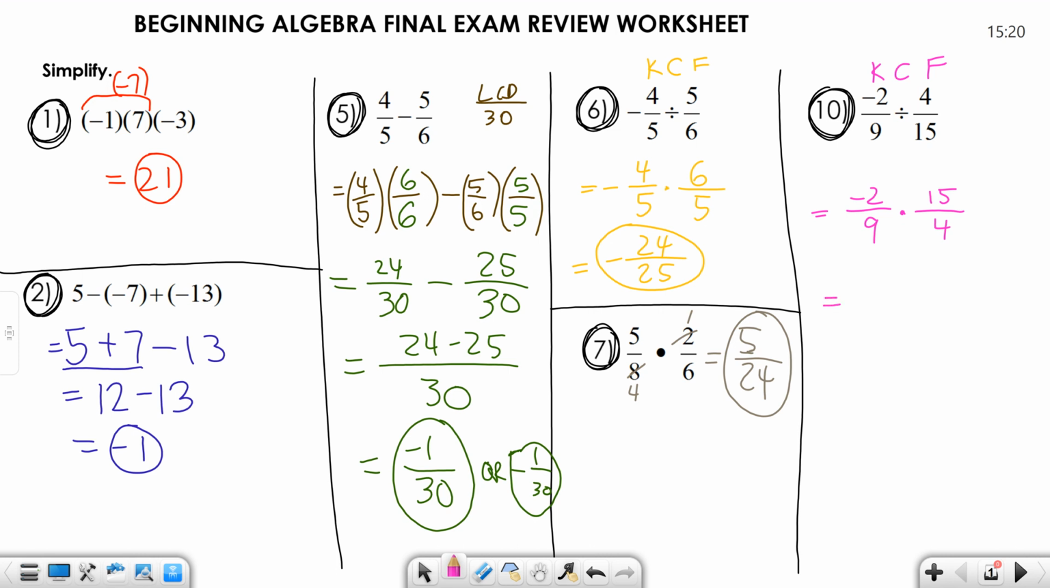We have a negative times a positive, so my final answer is negative, and I got a fraction, okay? So this is my negative sign. This is my fraction line, okay? And I just brought the negative out front of my fraction. You can leave it up top. Doesn't matter. I'll write the answer both ways.